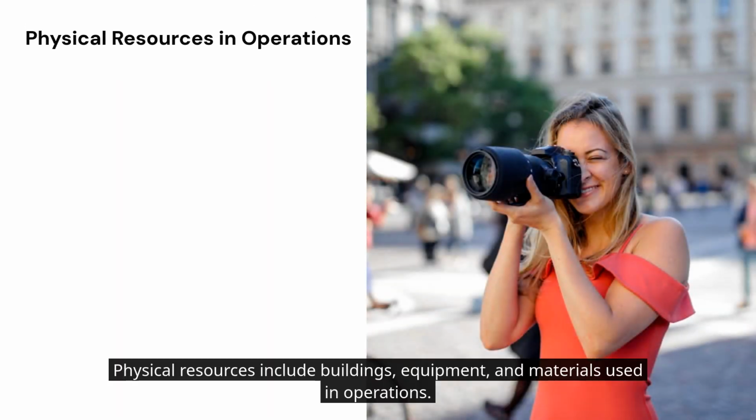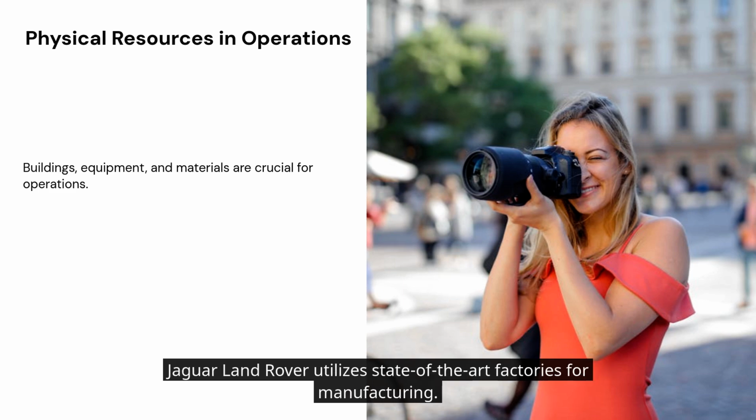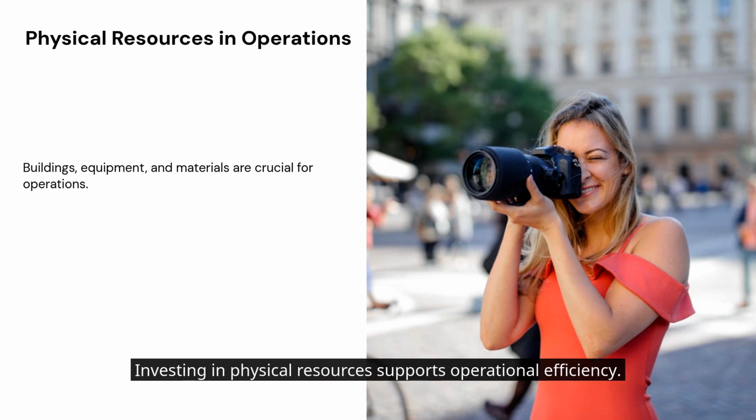Physical resources include buildings, equipment, and materials used in operations. Well-maintained resources improve productivity and reduce disruptions. Jaguar Land Rover utilizes state-of-the-art factories for manufacturing. Investing in physical resources supports operational efficiency. Proper management of these resources is key to success.